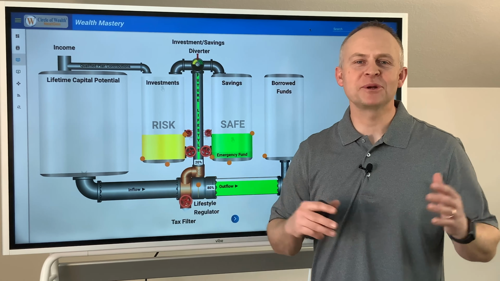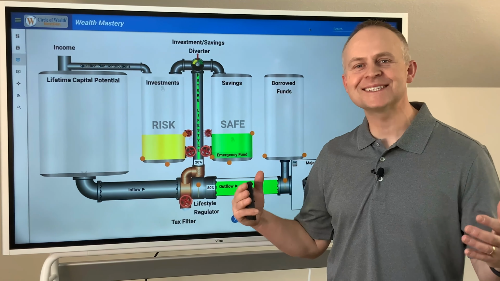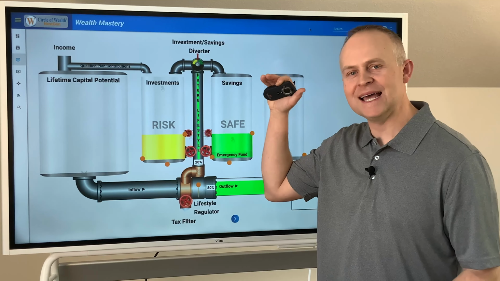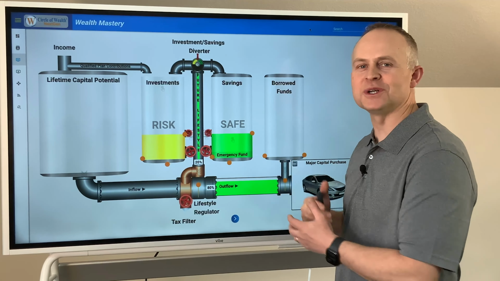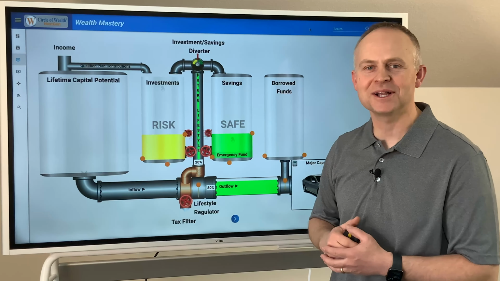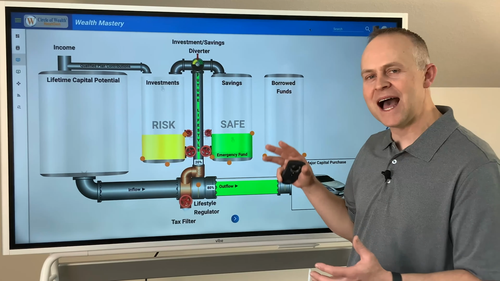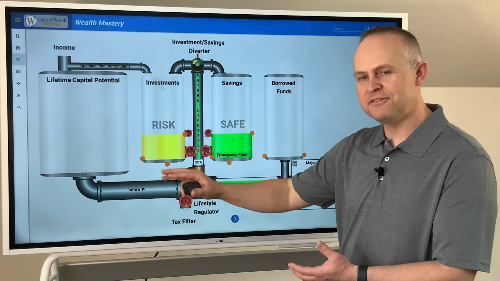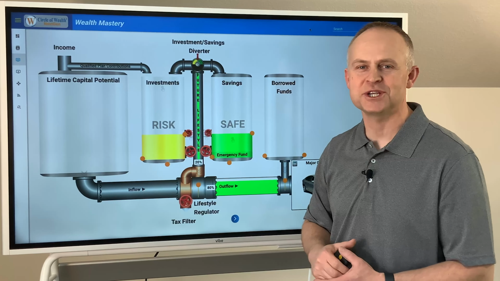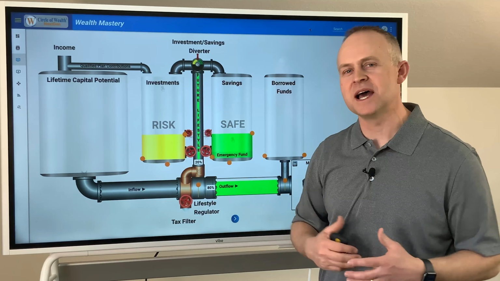Okay, Major Capital Purchases 101. In this lesson, we're going to keep things a little more high level. We're going to use our visuals with our personal economic model, and we're going to see exactly how these major capital purchases fit into our entire financial situation here. We're not going to be using any specific numbers in this lesson.